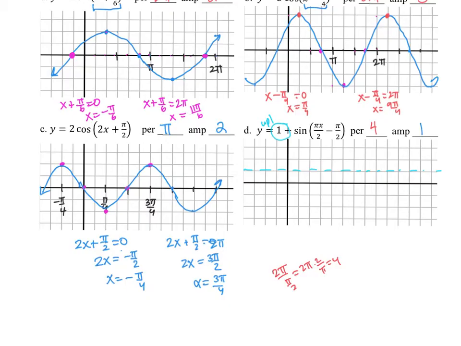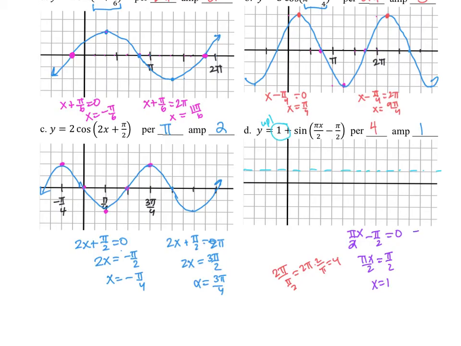Because there's a period shift and there's a horizontal shift, I'm going to set it equal to 0 to see what the real shift is, and to see where to start my cycle. Pi x over 2 equals pi over 2. So x equals 1, so my cycle is going to start at 1. Now I want to figure out where it's going to end. There's a couple ways to do it. One is to see that the period's 4. So if I start at 1 and I have a period of 4, I'm going to end at 5.